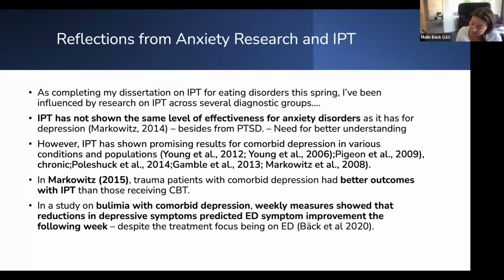And in one of my studies with IPT and bulimia nervosa and some comorbid depressive symptoms, because they measured both eating disorder symptoms and depressive symptoms every week, we could see that if the patient became better in their depression one week, it helped them to become better in eating disorder symptoms the week after, even if the focus was on eating disorders. So IPT is really good at helping patients with depressive symptoms, and in some way that seems to be helpful for the anxiety disorder as well. That's my thought, and I think that's something we need to know more about.